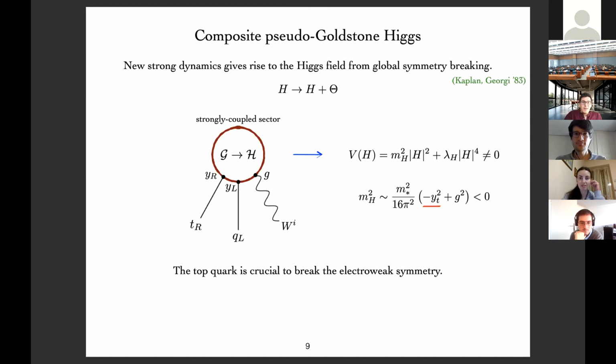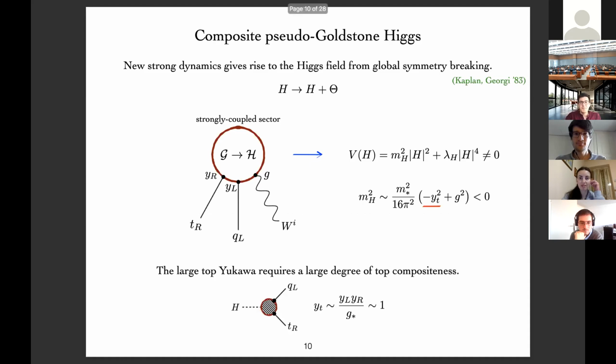Now, this scenario is in fact viable, meaning the electroweak symmetry is eventually broken thanks to the top quark. Since the Higgs must eventually couple to standard model fermions, in particular the top, and to the electroweak gauge bosons, these couplings are responsible for generating the Higgs potential. Importantly, the Higgs mass squared turns out negative because the top provides the largest contribution. In turn, top compositeness is a natural consequence. Each top chirality must couple to the strong dynamics with strength large enough to generate a large top Yukawa.